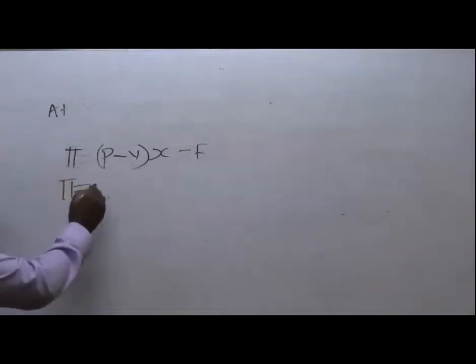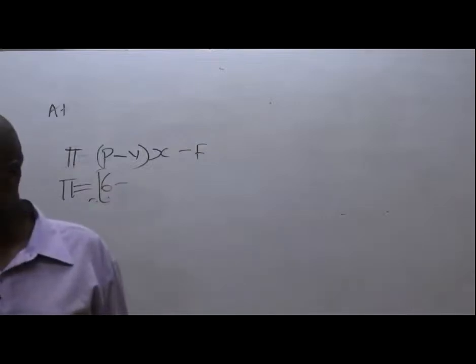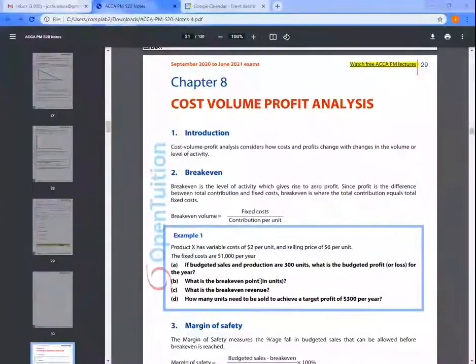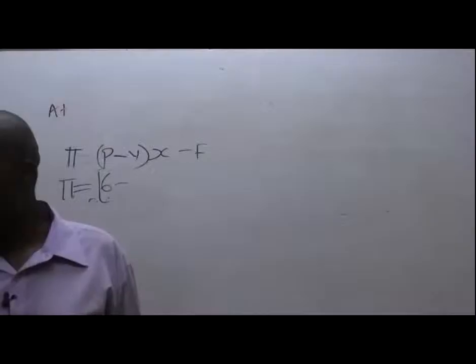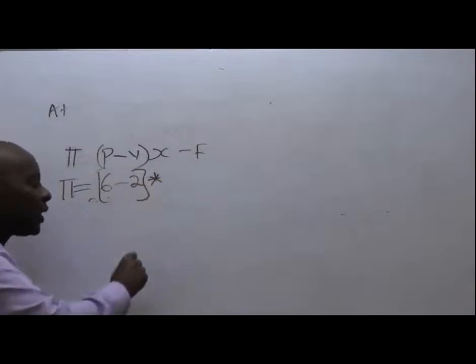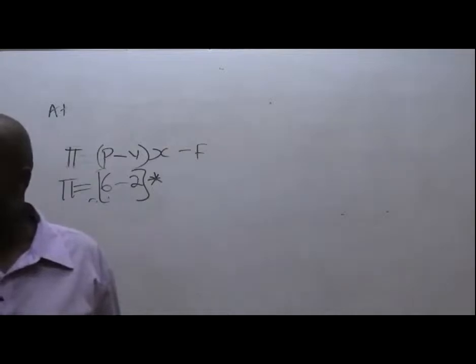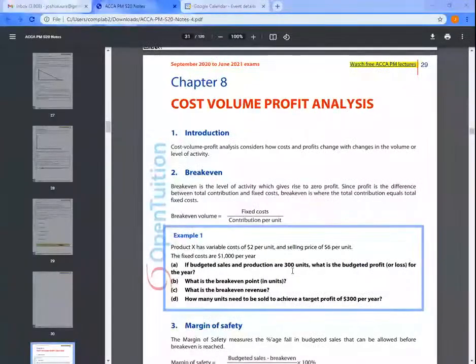Fixed cost. So, ladies and gentlemen, here they've already given me the price. They've told me the selling price is 6. They've already given me the variable cost, which is 2. So 6 minus 2 times, don't forget that X is the quantity. And the quantity they have told us vividly that we're going to sell is 300 units.